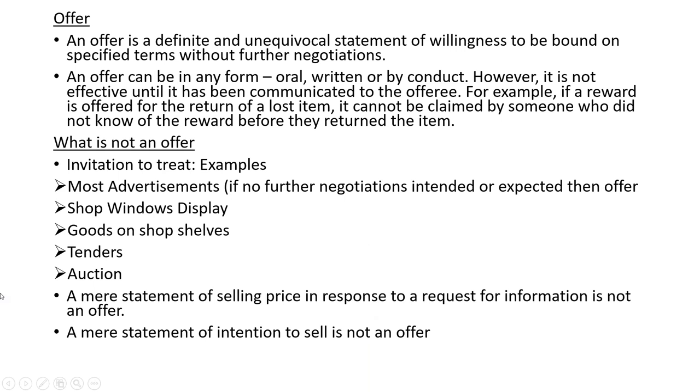Okay, coming back, what is not an offer? A mere statement of selling price. Conveyance means transfer. The word conveyance means transfer. Conveyance of land means transfer of land. Conveyance of lease means transfer of lease. So whenever you want to transfer a land or lease to another party, the contract will be of conveyance of land or lease. And that should always be in form of deed.